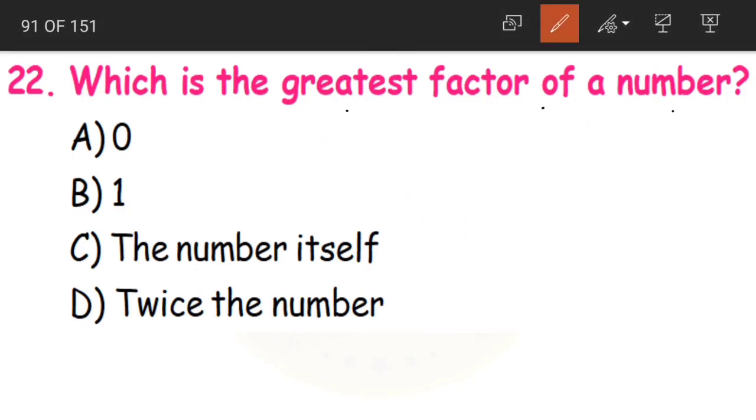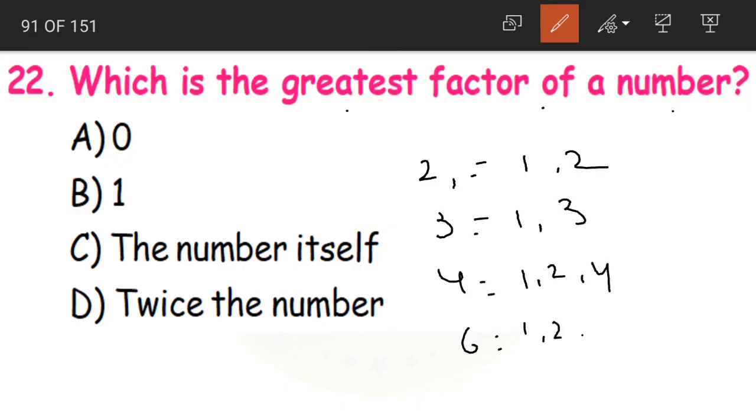Now, if you look at the factors, children, suppose the factors of the number 2. We have 1 and 2. For 3, we have 1 and 3. For 4, we have 1, 2 and 4. Yes, for 6, we have 1, 2, 3 and 6. Now, from this pattern, what do we observe?